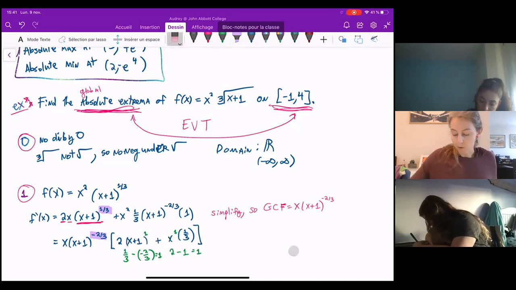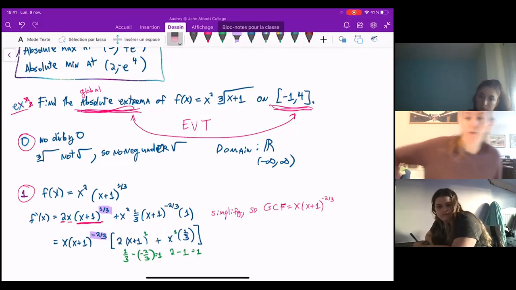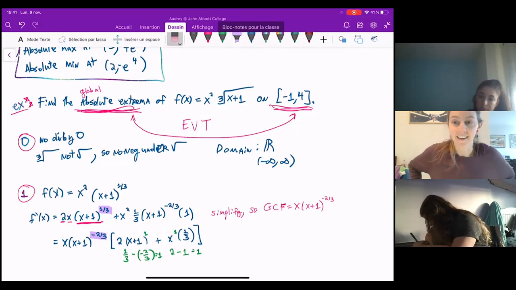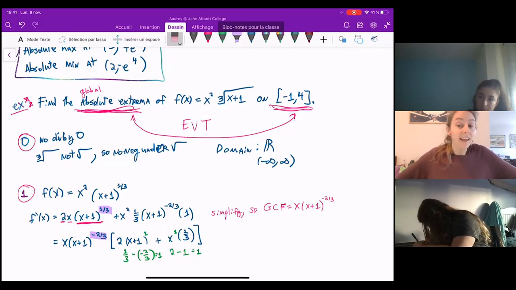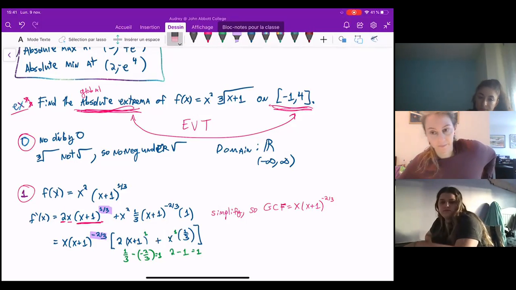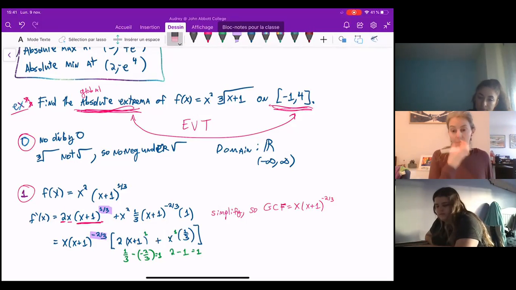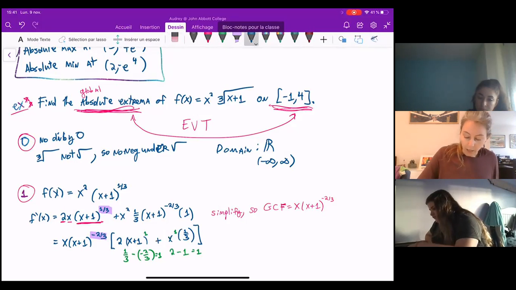I'm wondering if maybe you guys are feeling quite glad that this did not occur on the midterm. That said, note that we did do this before the midterm and it did not show up on the midterm, which means there's a high likelihood that it will show up on the final. So you need to be comfortable with dealing with those exponents, the fractional exponents and the negative exponents. Now I need to expand and combine like terms inside.